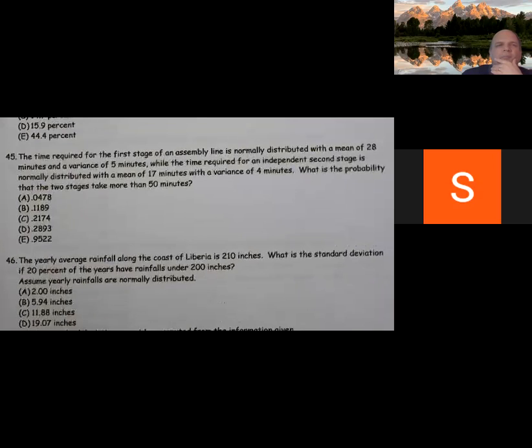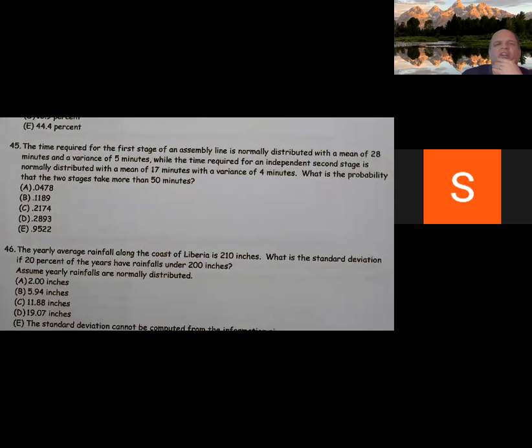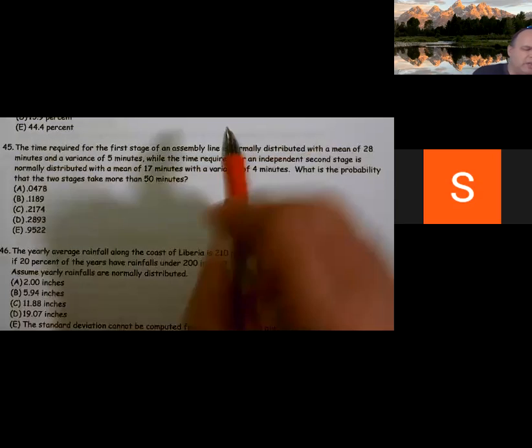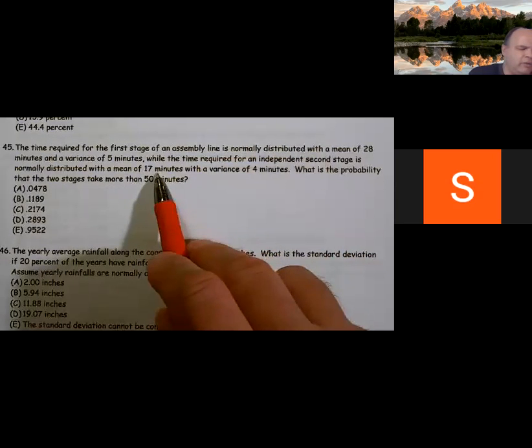All right. The time for the first stage of an assembly line is normally distributed with a mean of 28 minutes and a variance of 5, while the time required for an independent stage is normally distributed with a mean of 17 and a variance of 4. What's the probability that the two stages take more than 50 minutes? So we're adding two stages together. Well, we can add means directly. So adding means directly is 28 and 17.